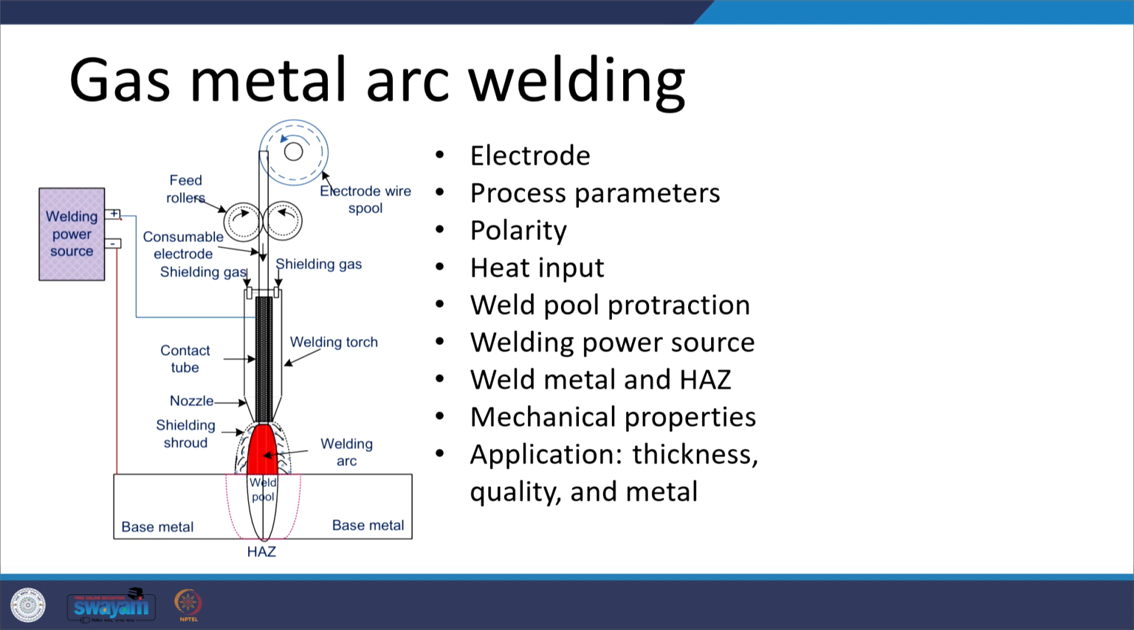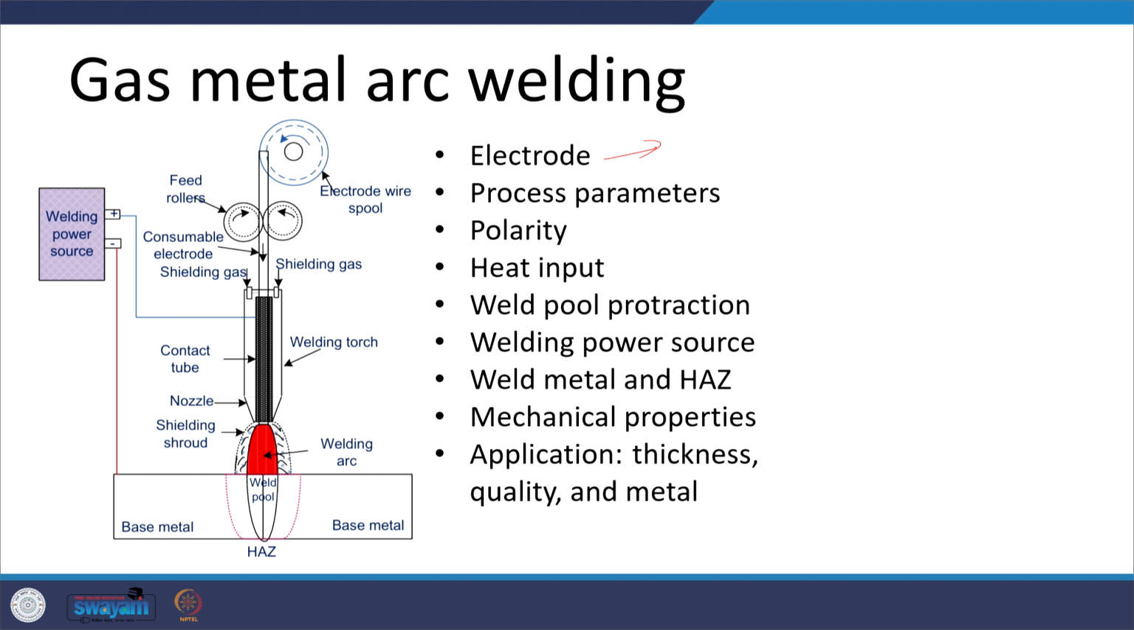But usually we prefer to go with reverse polarity in the case of the SAW and GMAW processes, especially when a small diameter electrode is to be used, to take the advantage of the self regulating arc. So that the arc length is automatically adjusted when this kind of arrangement is used with a constant voltage power source.